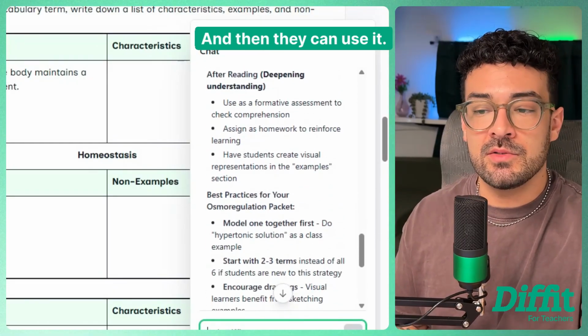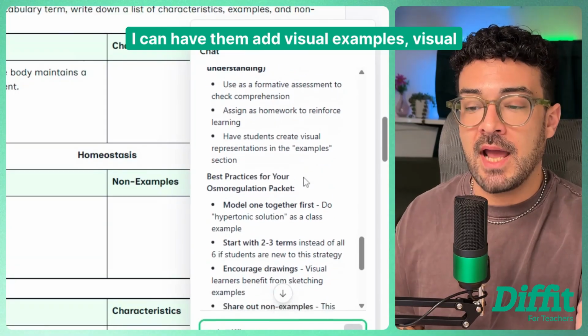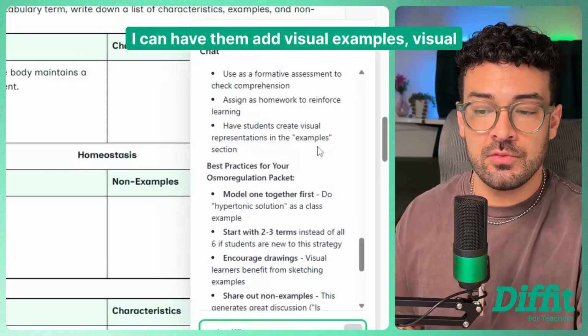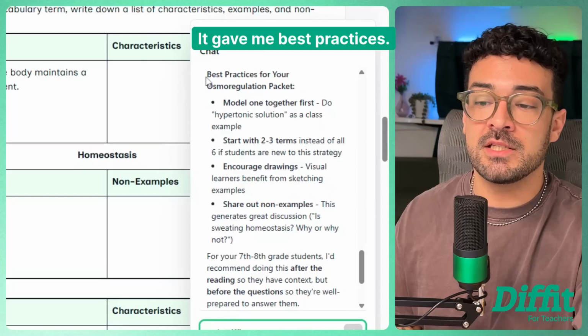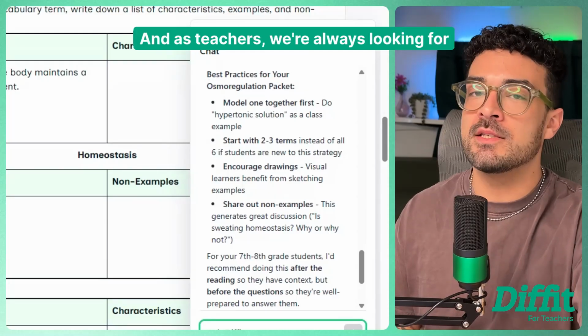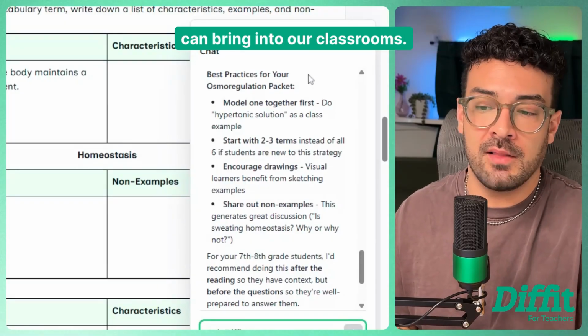And then we can use it as a formative assessment. So I can check their comprehension. I can have them add visual examples, visual representations. And this is awesome. It gave me best practices. And as teachers, we're always looking for these research backed best practices that we can bring into our classrooms.